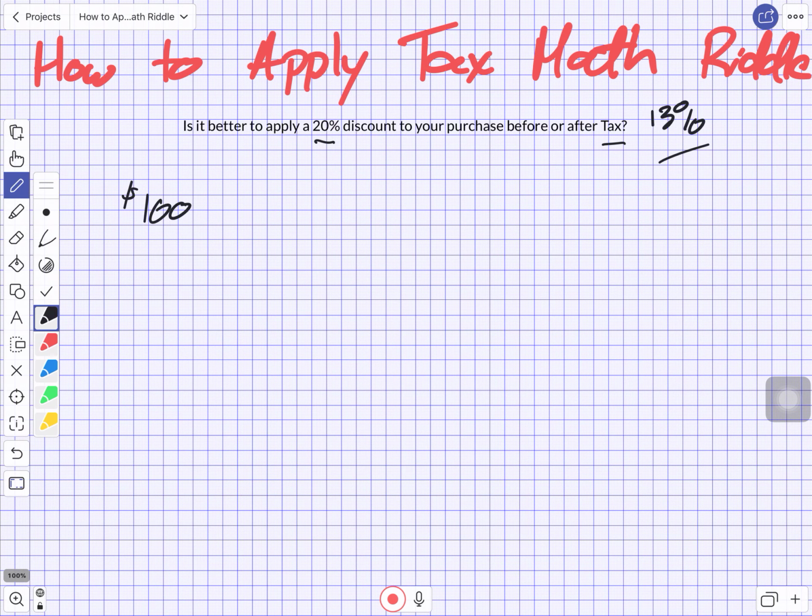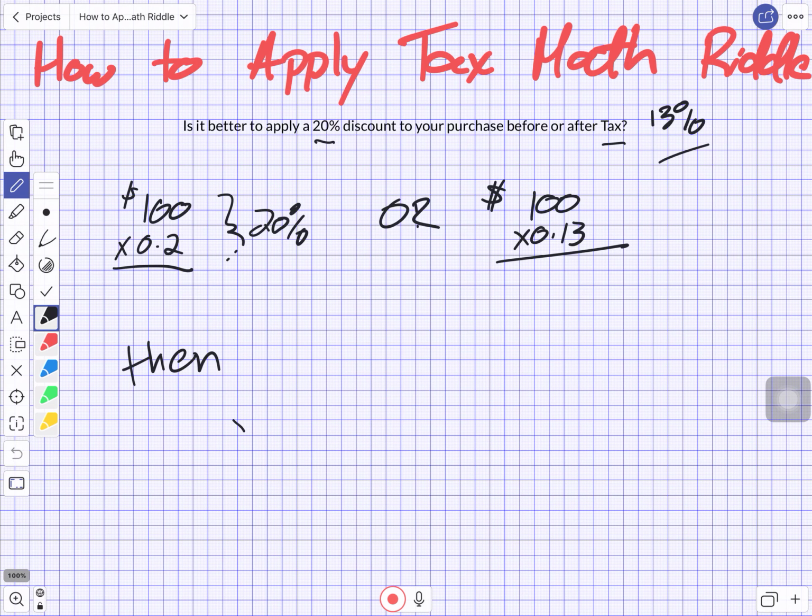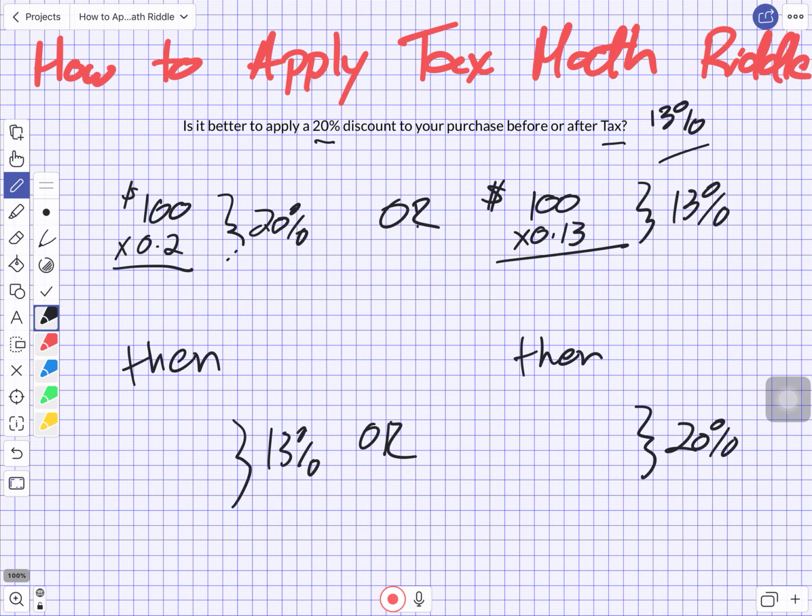And essentially our question is asking us, do I take the 100 and then multiply by the 0.2? This would be applying the 20% discount. Oh, I think my pen's about to die. Or do we take the $100, multiply by 0.13, and then whatever that value is, apply the 13%, or then apply the 20%, okay? So we're just trying to figure out which order is better. So we're going to have to do a little calculation here, okay?